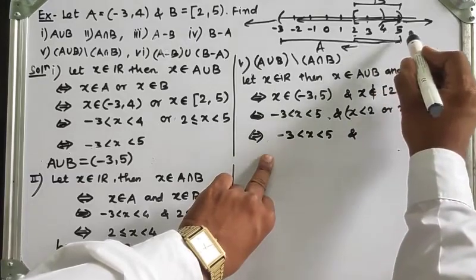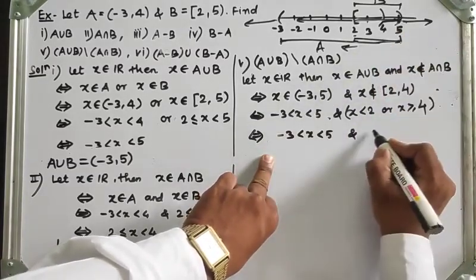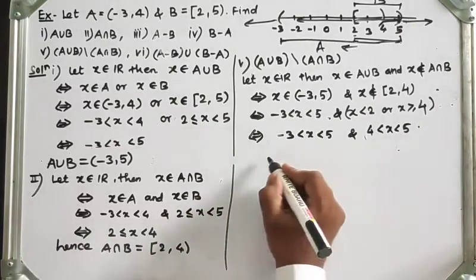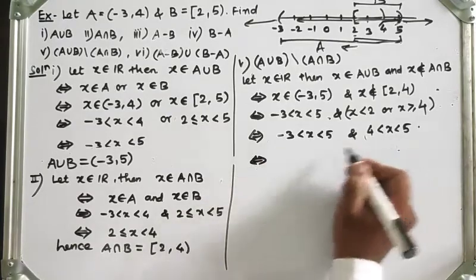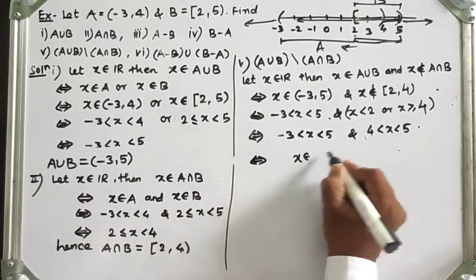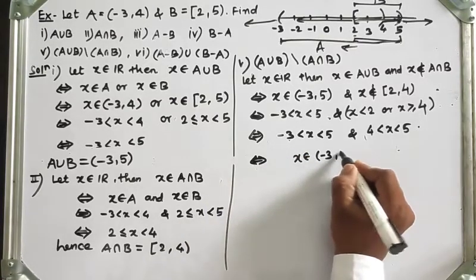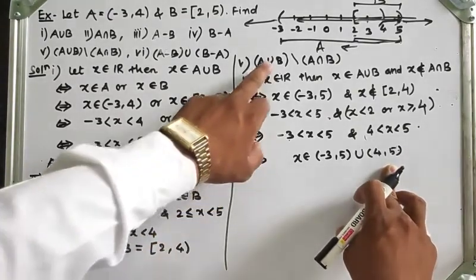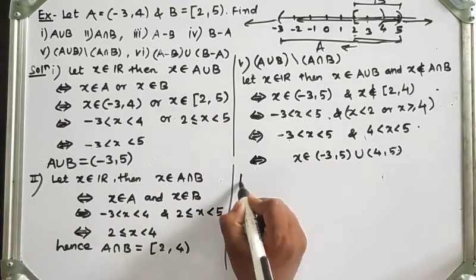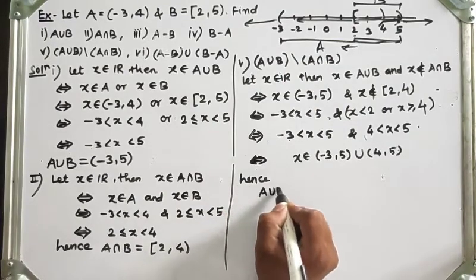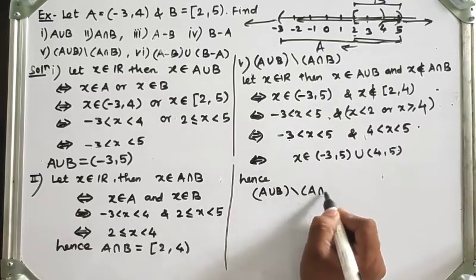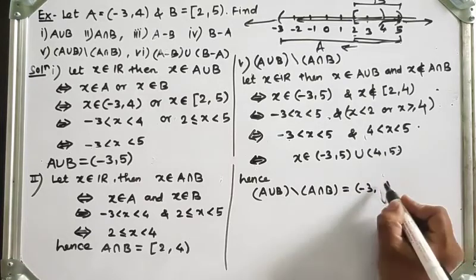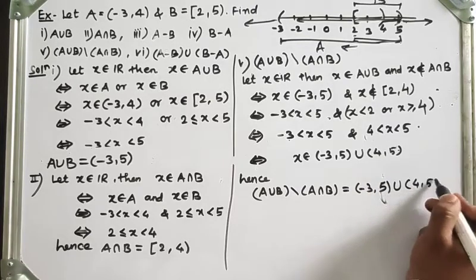So here X greater than or equal to 4 means the only remaining part should be 4 less than X less than 5. Therefore the union, what does it mean? Their union. So X belongs to what? Minus 3 to 5 union 4 to 5. This is A union B minus A intersection B. So hence A union B minus A intersection B should be minus 3 to 5 union 4 to 5.